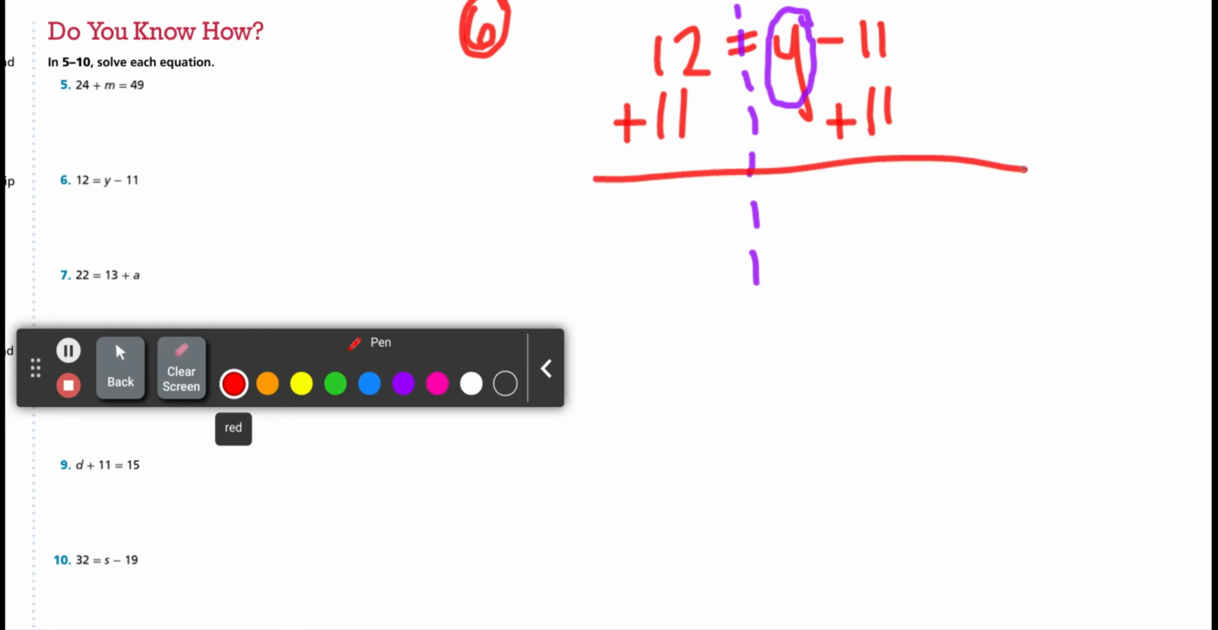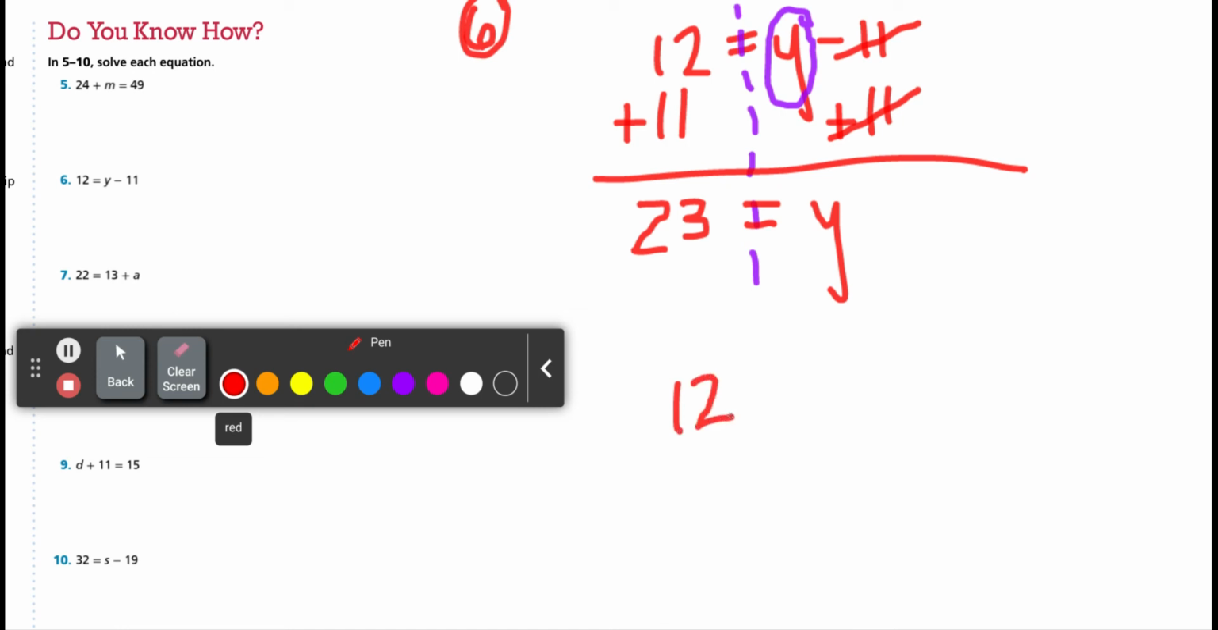So now let's look. On the right side of the equation, we have minus 11 plus 11. Those cancel out. Minus 11 plus 11 is 0. So all that remains on that right side of the equation is y. And now let's look at the left side of the equation. 12 plus 11 is 23. So y equals 23.